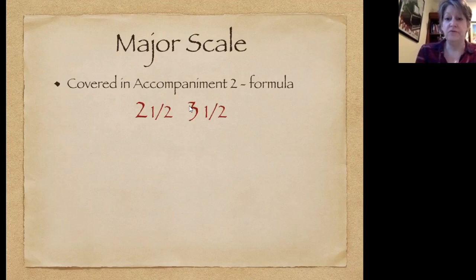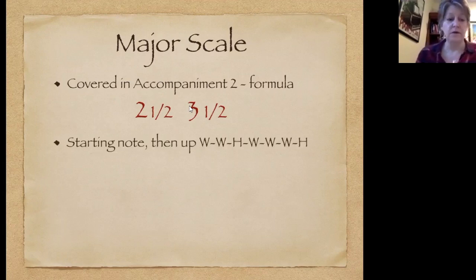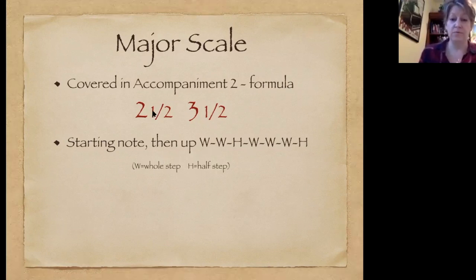We teach this simple formula for finding any major scale. And we call it 2.5, 3.5. All that really means is you start on a note. So if you're doing a C major scale, you would start on a C. Then the next note is up a whole step, and then up a whole step, half step, whole step, whole step, whole step, half step. So there's 2 whole steps and a half step, 3 whole steps and a half step. So that's what the 2.5, 3.5 means. And it's just a simple, quick way to remember that formula.